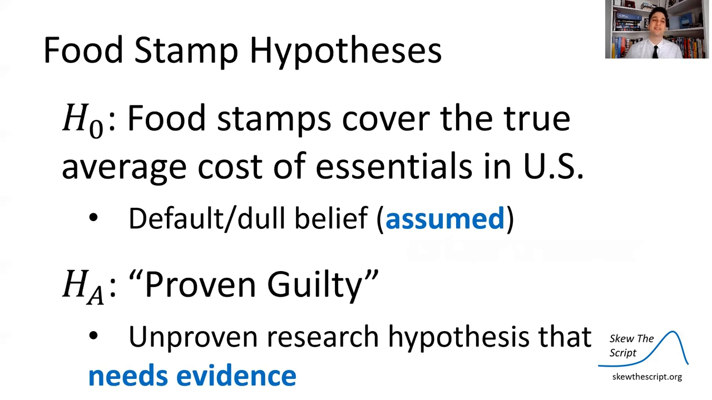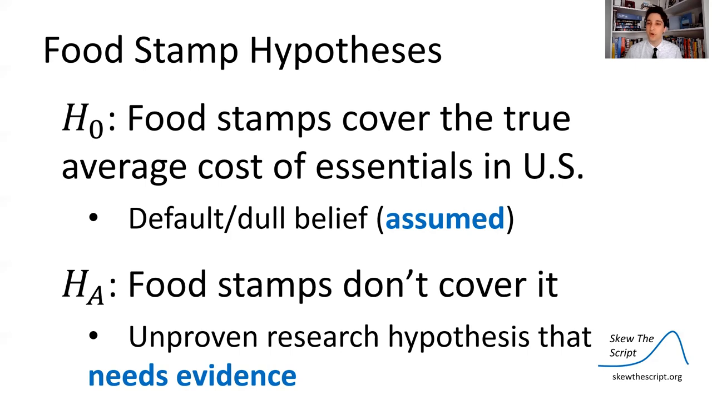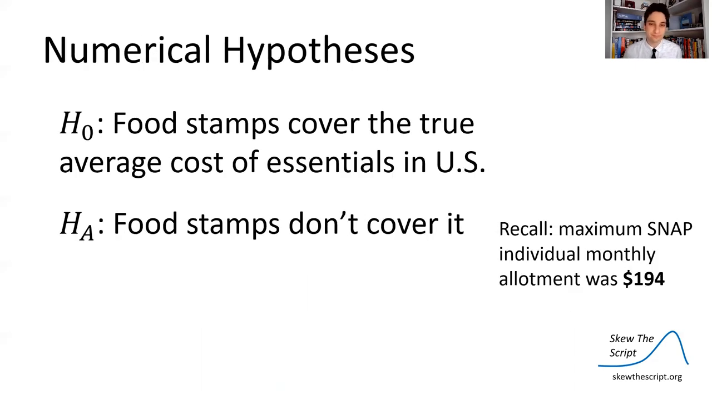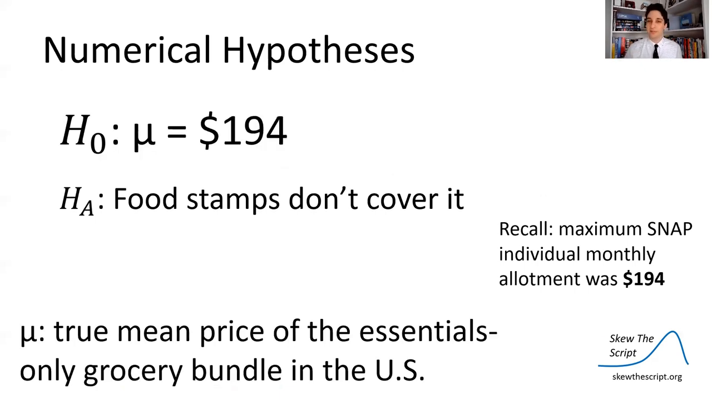So the innocent hypothesis here, the default belief, is that food stamps cover the true average cost of the essential bundle in the US. The proven guilty, the alternative belief that we have to show evidence for, is that food stamps don't quite cover it. And then we can make a claim about that and maybe have some policy change. So the null is that food stamps cover the true average cost of groceries. The alternative is that they don't. So let's make these numerical. So these are claims about the average. We're going to say mu is the true mean price of the essentials only grocery bundle in the United States. And we're going to say that average is exactly the SNAP maximum allotment. It's exactly $194.